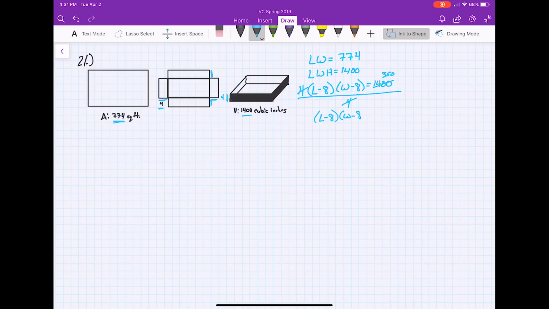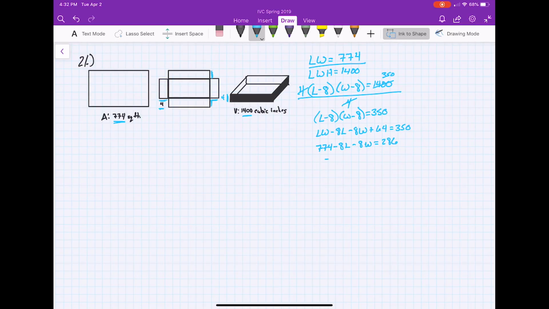So we've kind of reduced this volume formula to the quantity L minus 8 times the quantity W minus 8 equals 350. Now we are going to FOIL this guy. So we have LW minus 8L minus 8W plus 64 equals 350. Now the reason I did it this way is because I already know what LW equals. It's 774. So I can just drop that 774 directly into this formula instead of doing some other crazy things to get rid of that combination. So we have 774 minus 8L minus 8W equals, and then we'll just take this 64 to the other side and subtract it from 350, and we get 286.